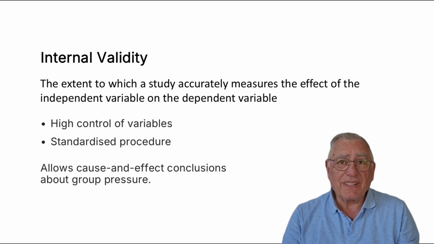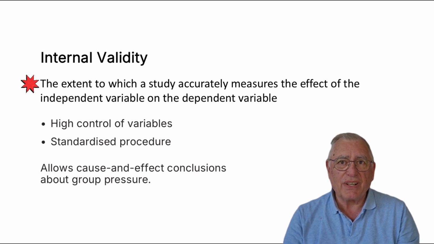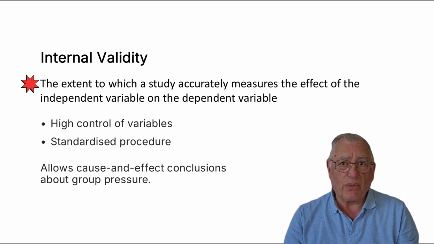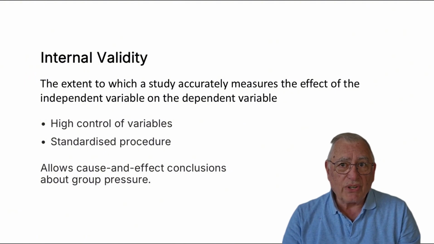Let's look for a moment at internal validity. Internal validity is the extent to which a study accurately measures the effect of the independent variable on the dependent variable, with all other variables properly controlled. Asch's study also has strengths in terms of internal validity.